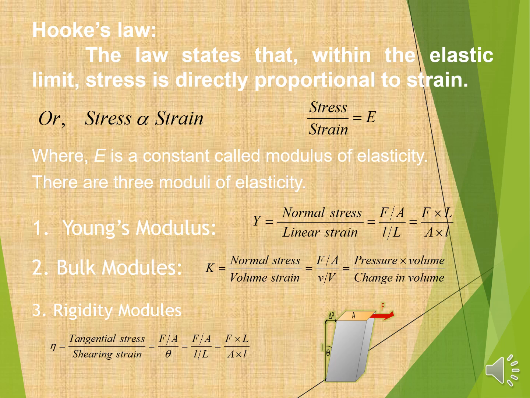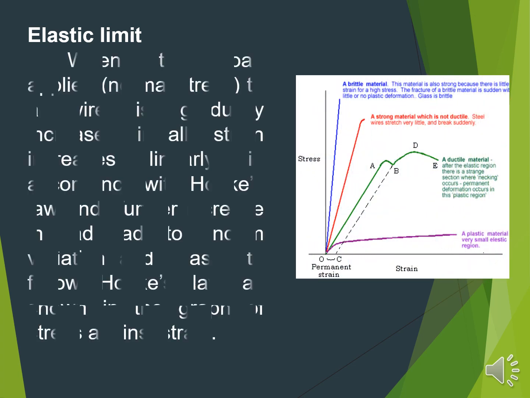Second one, bulk modulus. It is the ratio of normal stress to volume strain, which is obtained as pressure into volume divided by change in volume. Now, the rigidity modulus, which is the ratio of tangential stress to shearing strain, which is F by A divided by theta.